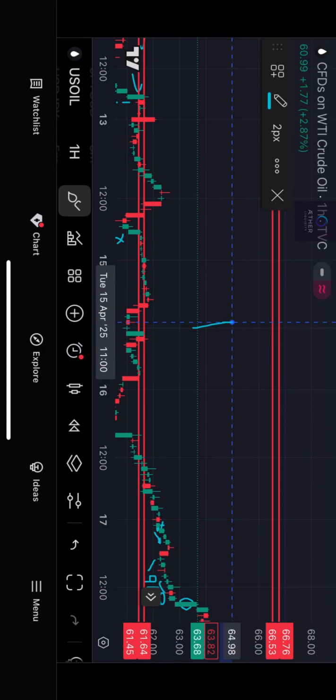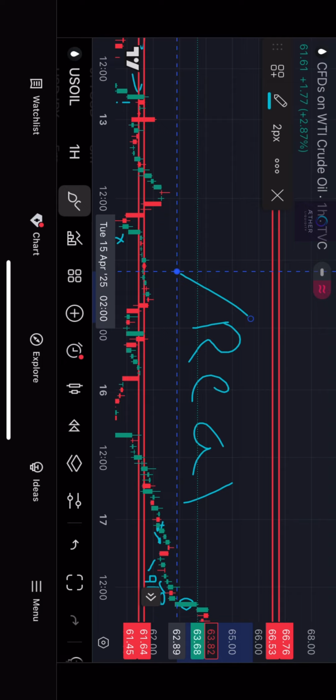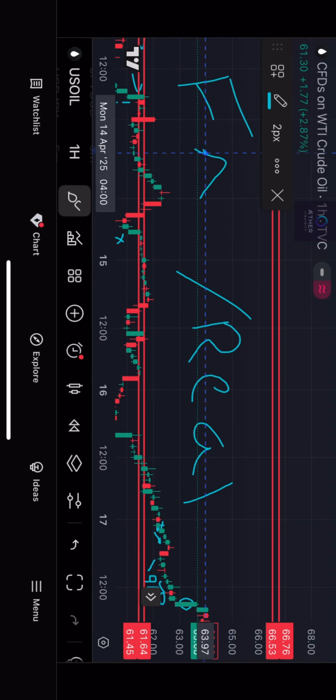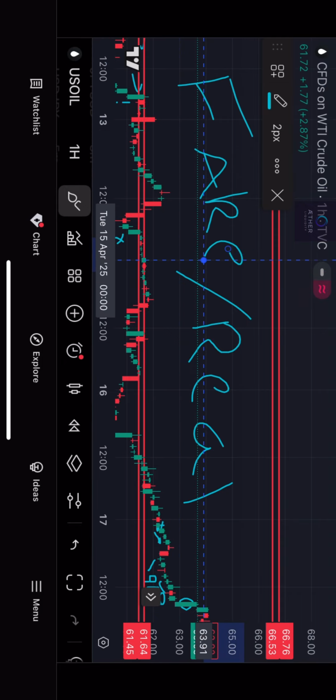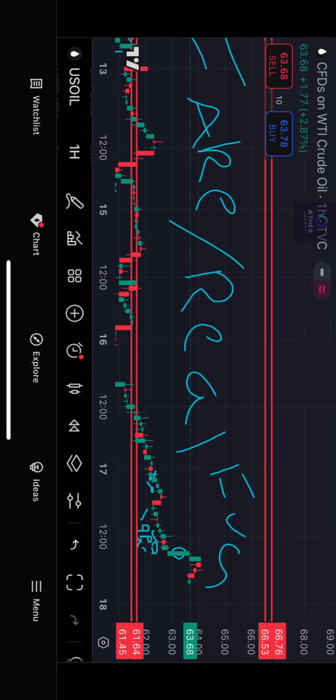Real vs fake FVGs. Now let's talk about something most traders don't understand. The difference between a real FVG and a fake one. A real FVG is when the candle closes cleanly above or below the gap without re-entering it. It shows momentum and imbalance.